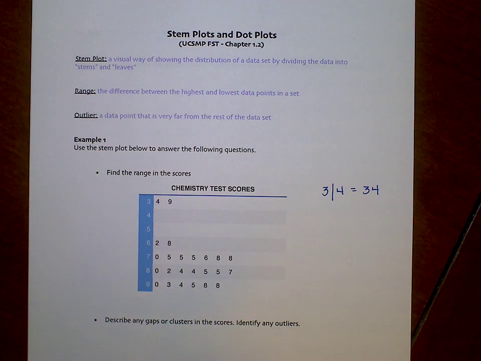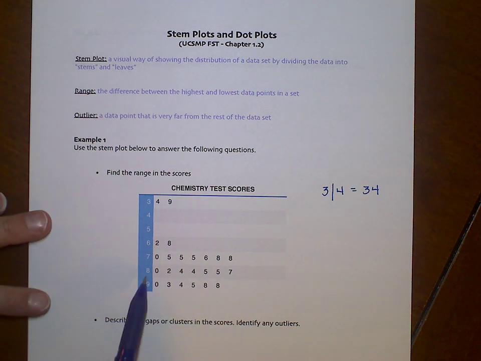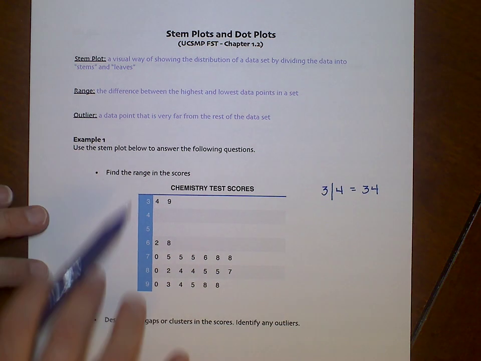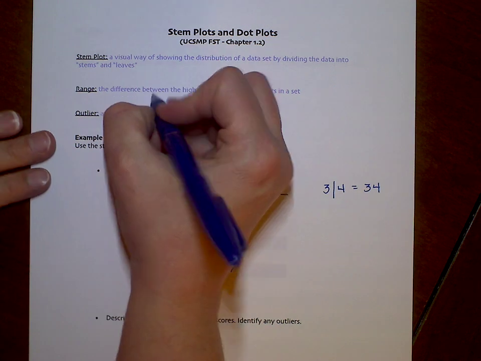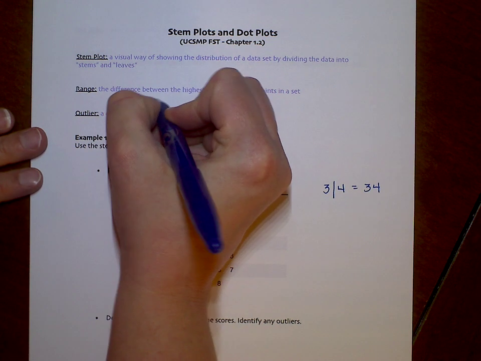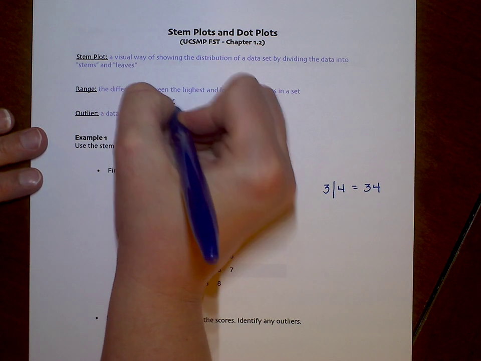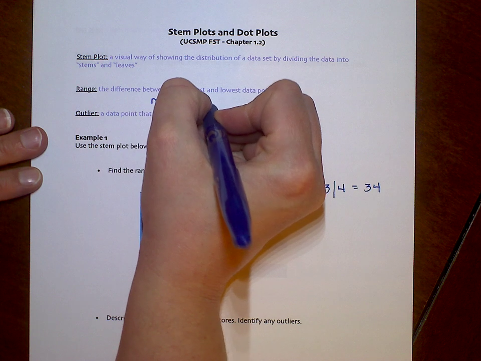Okay, and this gives me a visual sense of how many students I had score in the 80s and 90s. Okay, how many students did I have that really tanked this thing? So that's what a stem plot is good for. A couple other things we're going to talk about. The range, and I know we've mentioned this before, but range is just how far out does this data spread? And you find that by doing the difference between the highest and the lowest data point. So writing this in shorthand, it's the maximum minus the minimum.